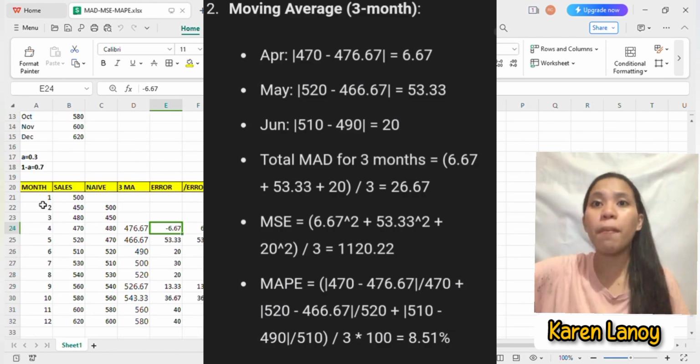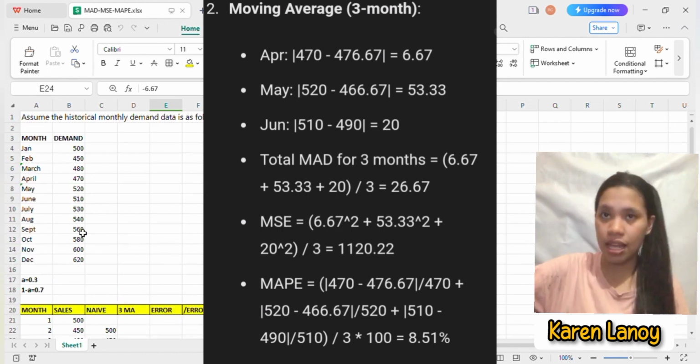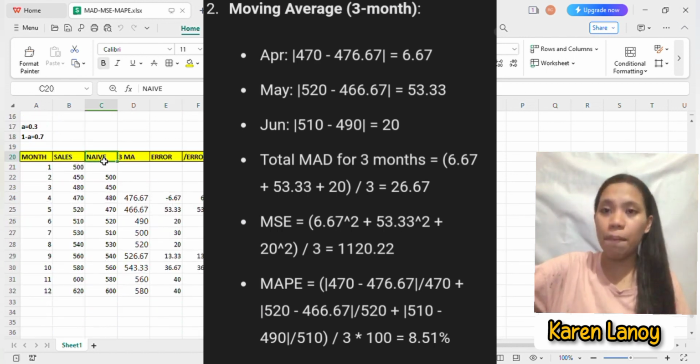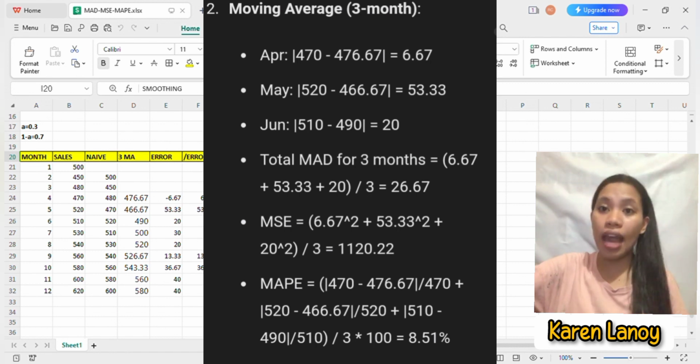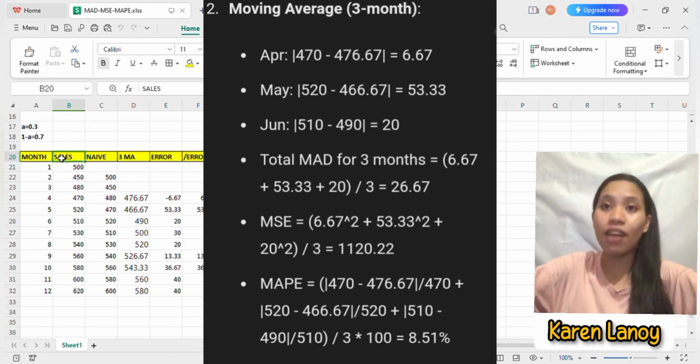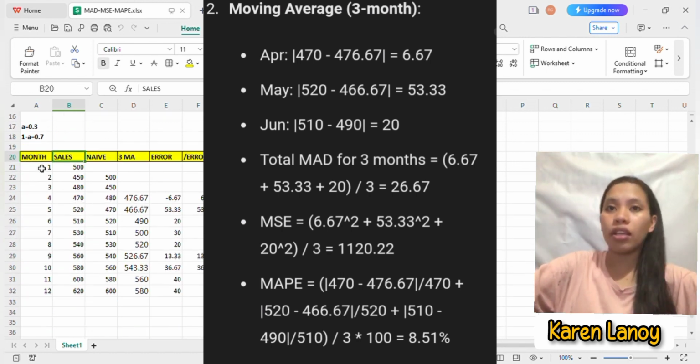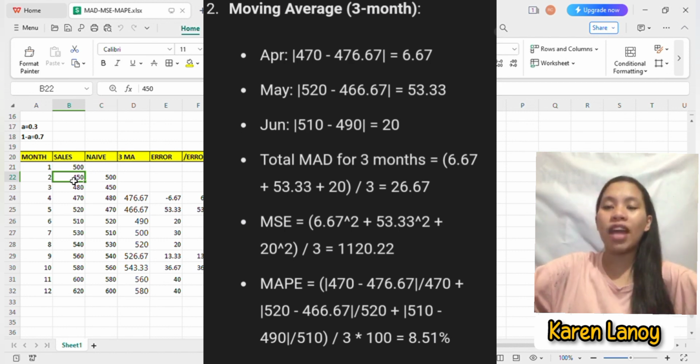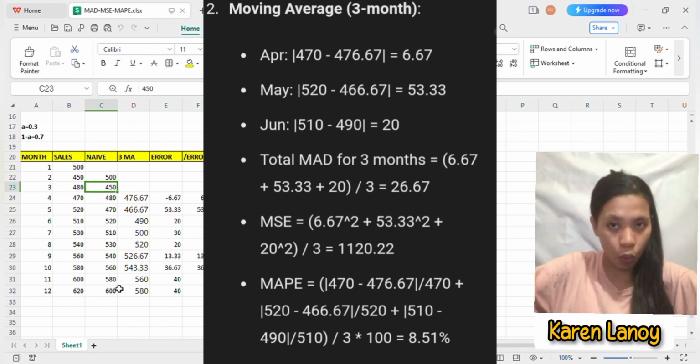Let's go with the moving average for 3 months. In April, we have 470 minus 476.67, which equals 6.67. Then the other one is May, 520 minus 466.67, which equals 53.33. In June, we have 510 minus 490, which equals 20.